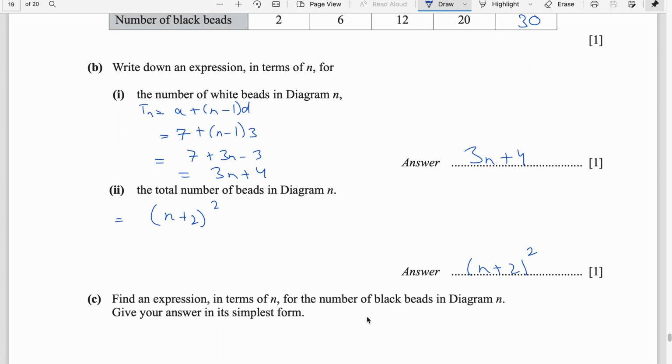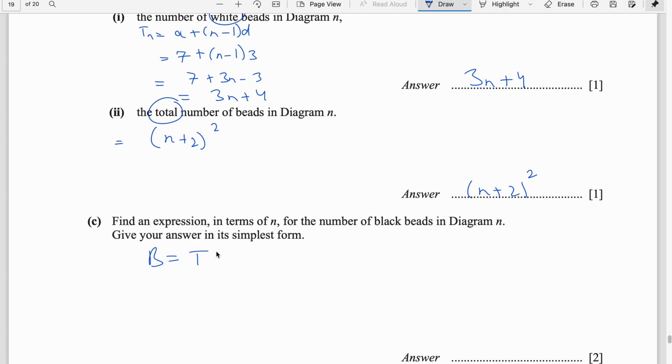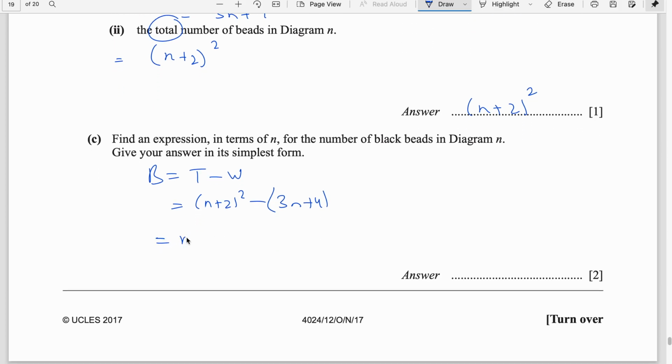Find an expression in terms of n for the black beads. So we are done with the white beads. We're done with the total. So black is total minus white. Total beads is n plus 2 squared minus the white beads, 3n plus 4. a squared plus 2ab plus b squared minus 3n minus 4. So plus 4 minus 4 go off. 4n minus 3n gives n squared plus n.